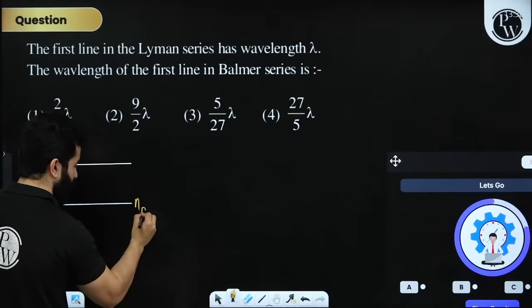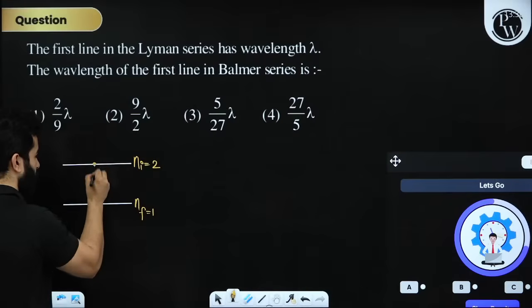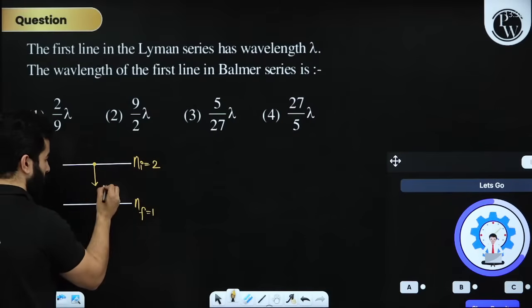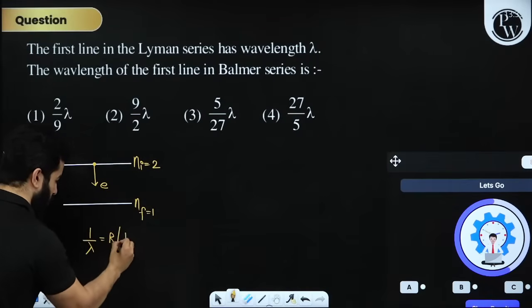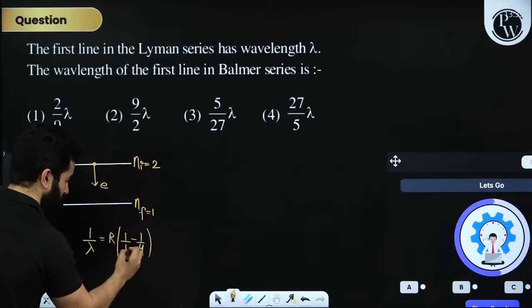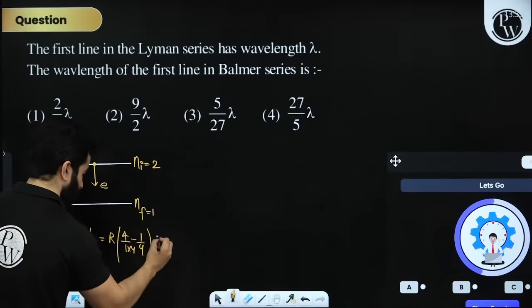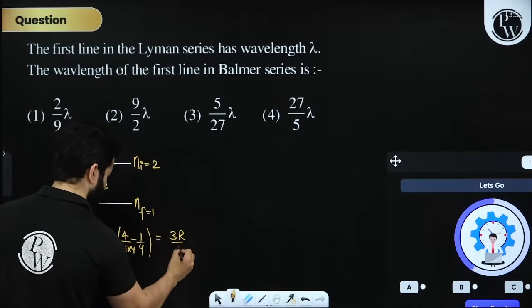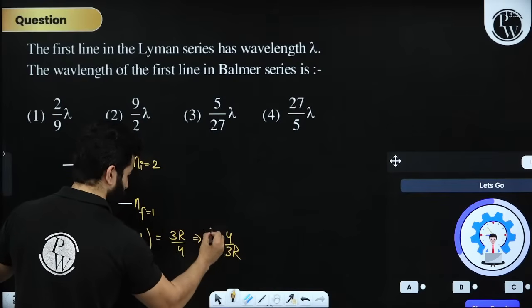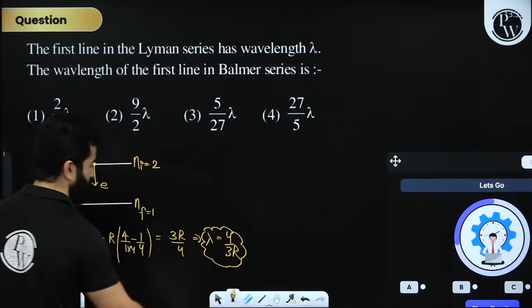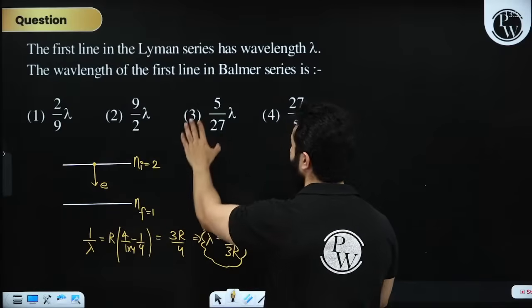N final is obviously 1, N initial is 2, and the electron is moving from n equals 2 to 1, right? So 1 upon wavelength, they have said it as lambda, is R times 1 upon 1 minus 1 upon 4. So times 4, this will become 3R by 4, which means lambda will be 4 by 3R. Done. 4 by 3R, and then they are talking about Balmer.